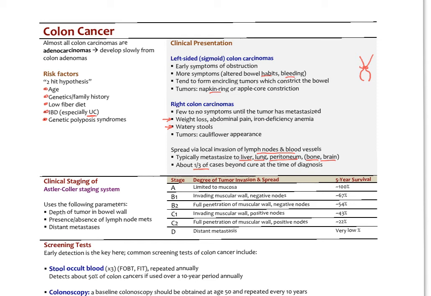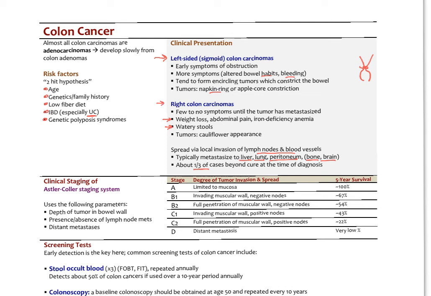So what's interesting is, for a while, a lot of doctors were just doing sigmoidoscopy, looking at the sigmoid colon. So they caught a lot of these left-sided tumors, and those became less common, and then the right colon ones became more common. Now we're doing full colonoscopies.